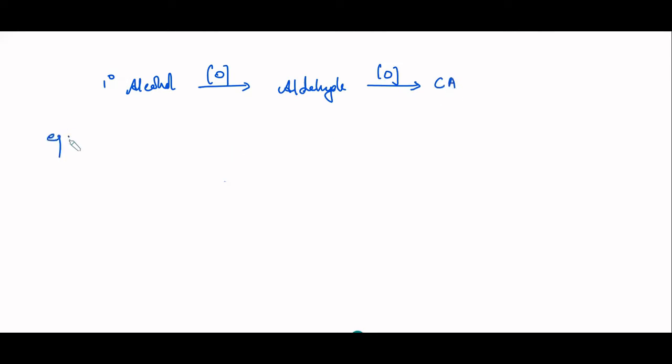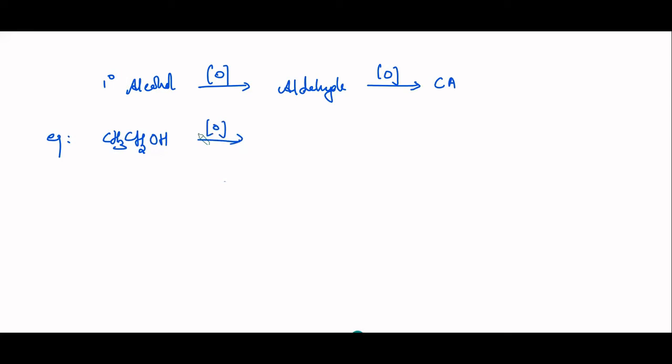So if you're having a primary alcohol, that can be oxidized. Oxidized means addition of oxygen. It can be oxidized to an aldehyde. And further, if you're adding more oxygen, it will be converted to carboxylic acid. As an example, I can take ethanol, CH3CH2OH. So this gets oxidized.